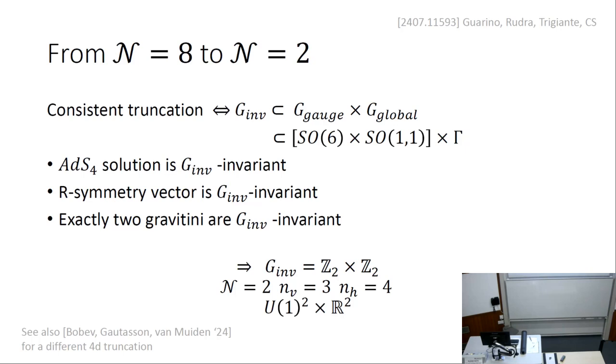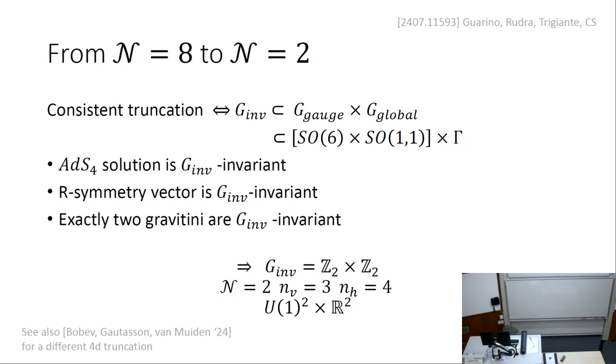And you end up with an N=2 theory with 3 vector multiplets, as in the previous cases. But you now have 4 hypermultiplets, so that's a lot of hypers that you are going to have to deal with. You have a lot of scalar fields to deal with, and the gauge group is now U(1)^2 times R^2, so you can really see this compact and non-compact part of the gauge group. Okay, so we have built our N=2 theory.